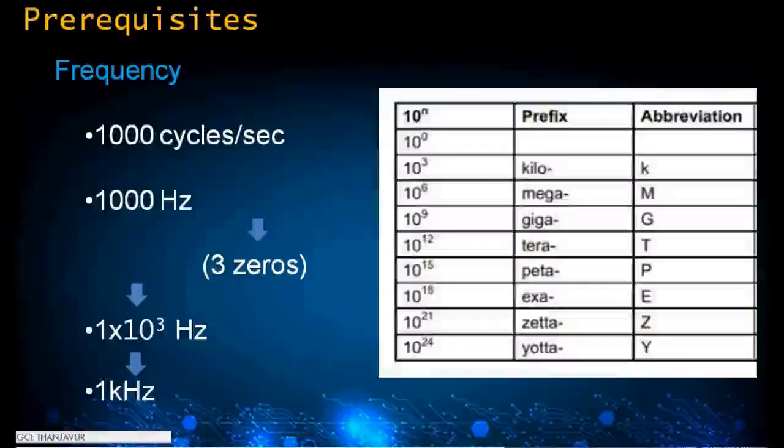We can convert one frequency value into a standard form. For example, I am taking 1000 cycles per second. We can write 1000 Hertz. Here we can count the number of zeros: 1, 2, 3. So 3 zeros. So we can write 1 into 10 power 3 Hertz, or 10 power 3 means kilo. So we can write 1 kilohertz. Similarly, 10 power 6 means mega, 10 power 9 giga, 12 tera, 15 peta, 18 exa, 21 zetta, 24 yotta.